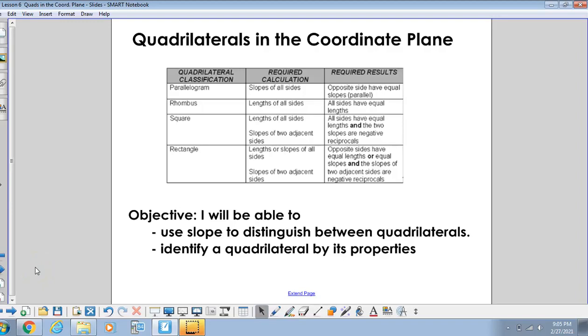Hello geometry students. In this video we are going to talk about quadrilaterals in the coordinate plane. We are going to use slope to distinguish between quadrilaterals and use slope in a variety of different ways to identify what type of quadrilateral a shape is when we know the coordinates.